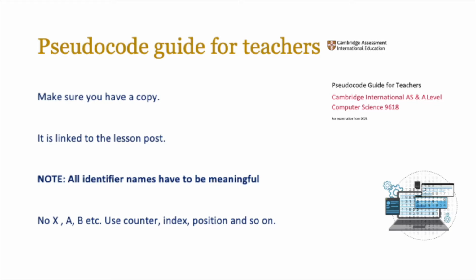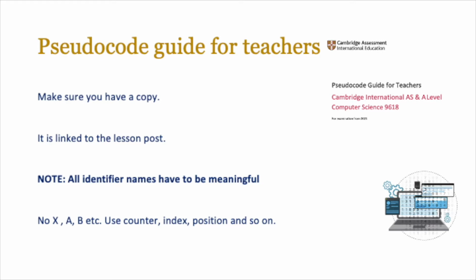And just make sure you note the statement in there that says all identifier names have to be meaningful. So we can't just use things like X or I or call variables some random name. Even if they're long, they must actually represent what you're trying to assign or store in them. So no X, A, B, use things like counter, index, position, and so on, especially when you're creating loops. So pause the video again, make sure you download the document and have a look through that.